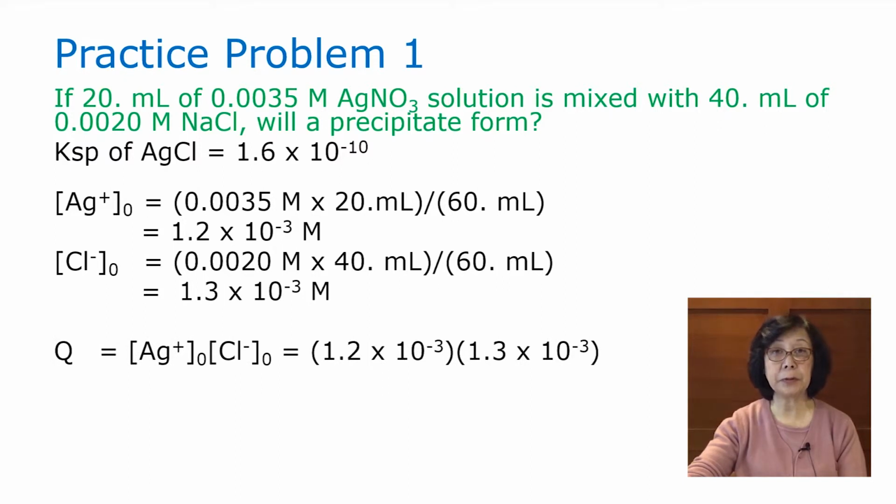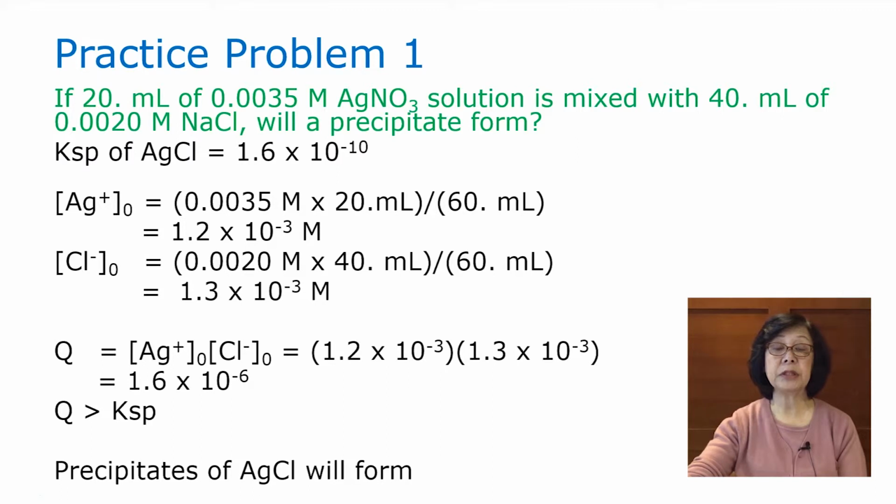Now we set up the quotient, which is equal to silver ion initial concentration times chloride ion initial concentration, which is equal to 1.6 times 10 to the negative 6. Now, if we compare that with the KSP, the quotient is greater than KSP. That means the precipitate of silver chloride will form when we pour the mixture together.